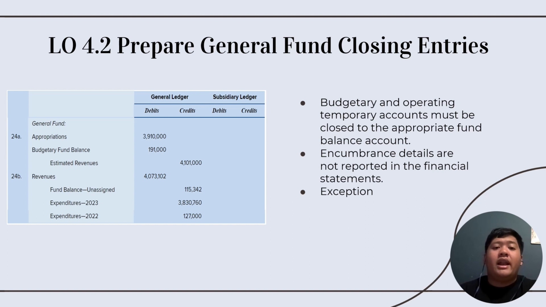And lastly, closing the operating accounts would increase the balance of the general ledger fund balance unassigned account by the excess of revenues and other financial resources over expenditures and other financing uses. And if there is an operating deficit, then the fund balance would decrease.